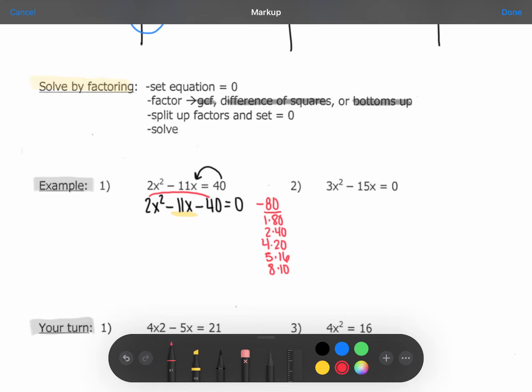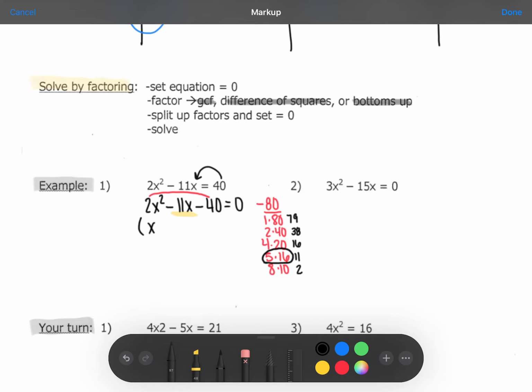So when I subtract, I get 79, 38, 16, 11, and 2. So my winning numbers are 5 and 16. See, I am human. I make mistakes too, but at least I was able to find my mistake.